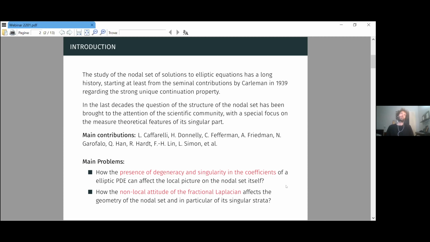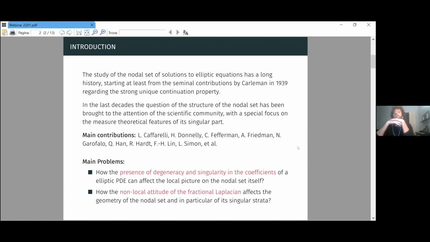In our work, we decided to understand, for example, what happens if you slightly remove the assumption of ellipticity. So what happens if, for example, you suppose that your coefficient can be either zero or plus infinity on some subset of R^n. And also how the presence of this degeneracy can affect the geometry of the nodal set. On the other hand, exploiting the relation between some degenerate operators and the fractional Laplacian, we were able to understand how the non-local nature of the fractional Laplacian can change the geometry and the local behavior of the function near the zero set.